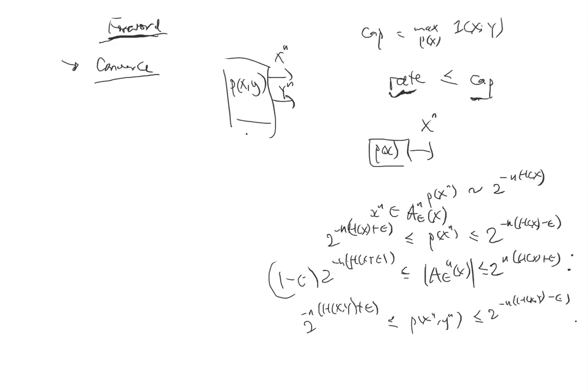And also the number of jointly typical sequences, by the same token. I'm not going through it, because it's basically exactly the same argument. It will be 2 to the n(H(X,Y) plus epsilon) and so on. Okay, let me write it anyway: 2 to the minus n(H(X,Y) minus epsilon).